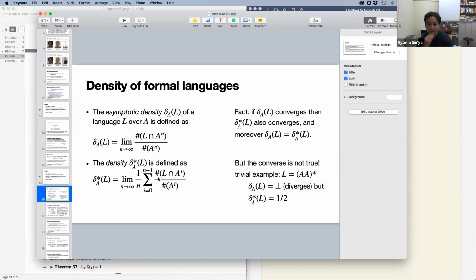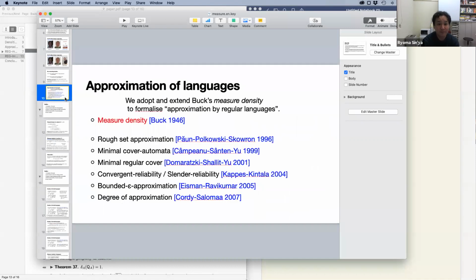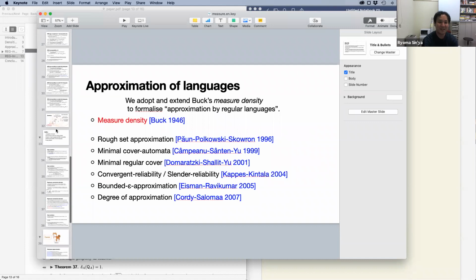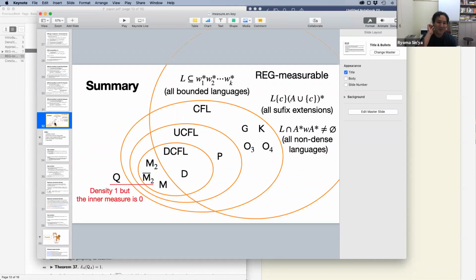Okay, yeah, I was wondering because there might be some possibility that if you use a different notion of approximation, you get a different cut of measurability to characterize CFLs. But I understand it's something natural and useful. Yeah, maybe by using another density notion or different approximation model, this figure might change. Maybe, yeah.